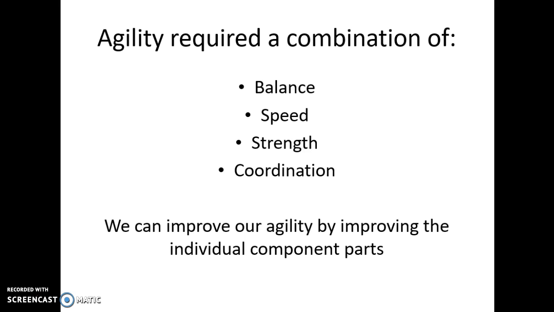So in order to be agile, we need to have good balance, we need to be really speedy, we need to be strong, and we need to have coordination. So we can improve our agility by improving one of those component parts.